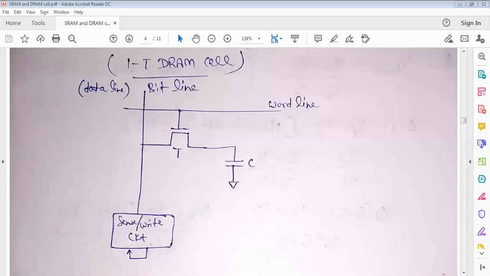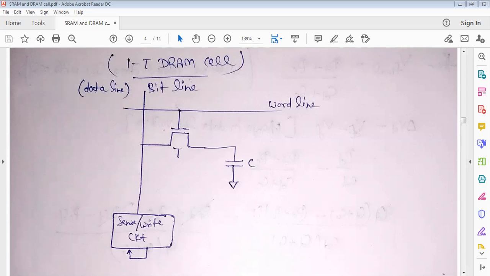So how do you write a logic 0? In order to write logic 0, you just need to turn off the bit line, that is 0, and the word line would be 1. The capacitor will be discharged.